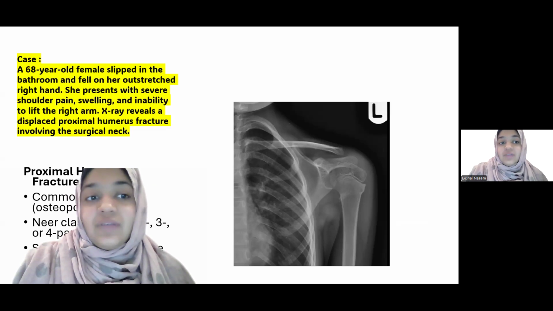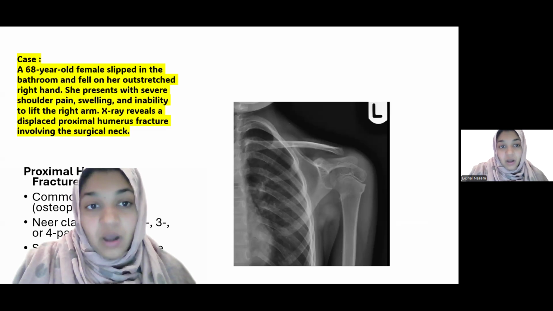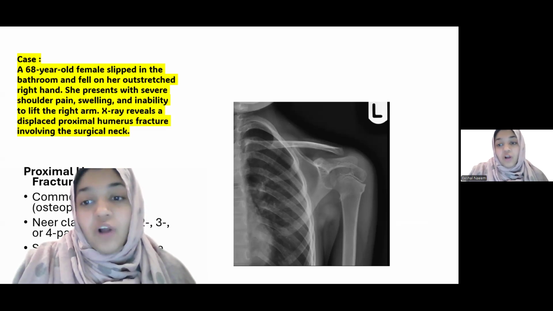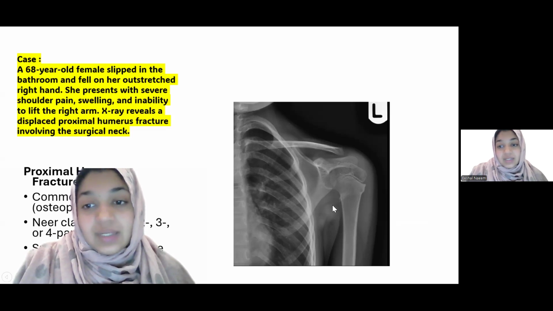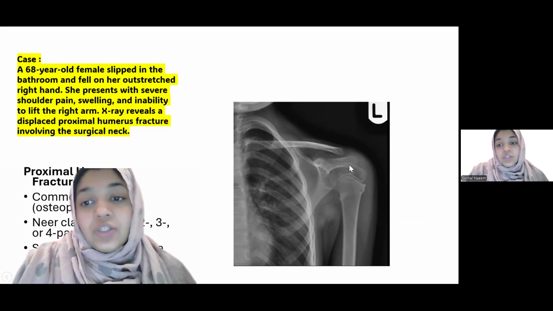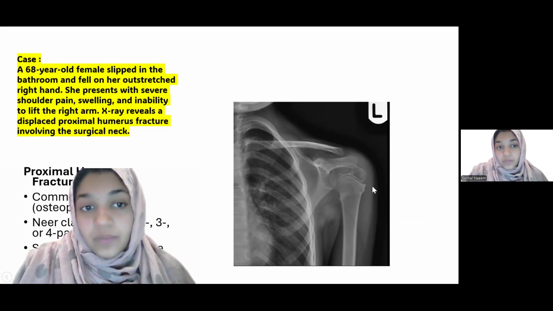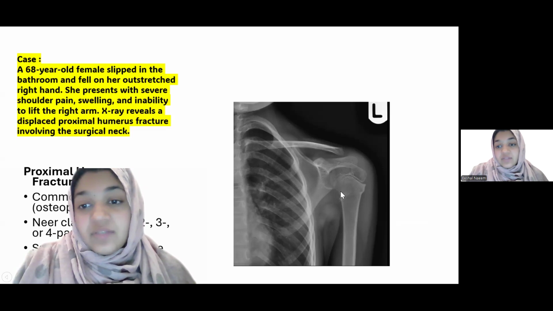So you should definitely get an X-ray of the entire upper limb when you have a fall on the outstretched hand. She presents with severe shoulder pain, swelling, and inability to lift the right arm. X-ray reveals a displaced proximal humerus fracture involving the surgical neck, as you can see here, right? So this humerus is a little bit displaced also, and the fracture is very easy to see here.